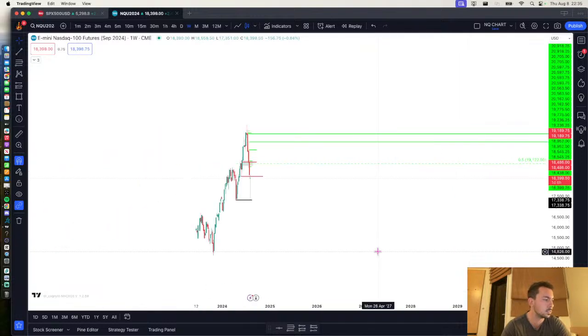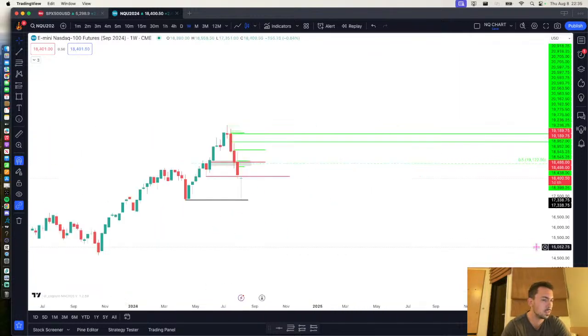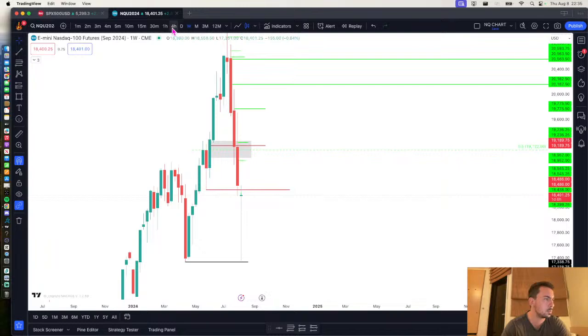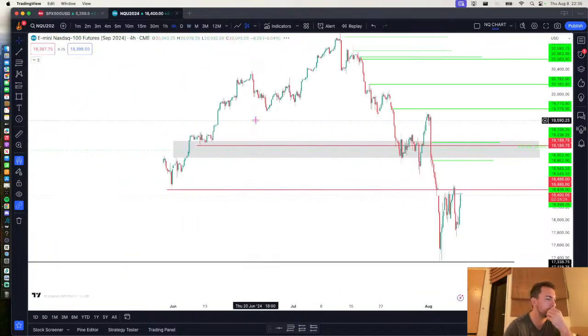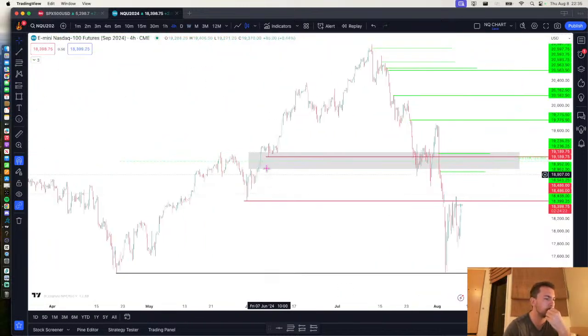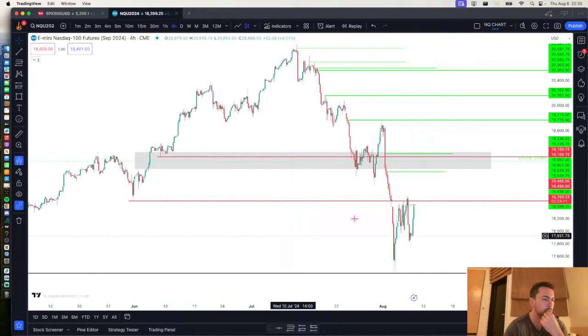let's see here. If you go to the, it's not the weekly, was it the 4-hour chart that these came from? Yeah, so this sell side liquidity right here at 18,189.75 was a 4-hour low. And then this sell side liquidity at 18,397.75. Oh, wait, that's not it.